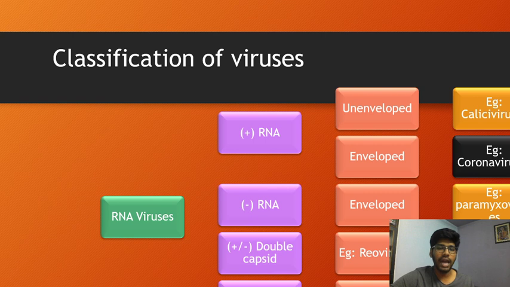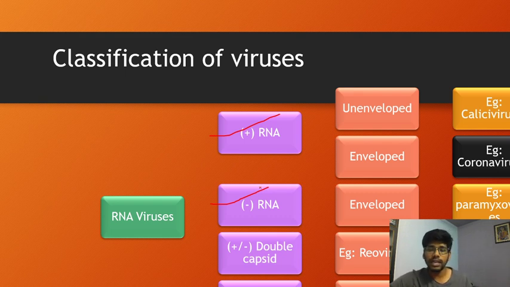When it comes to the RNA viruses, we have the positive and the negative RNA. What is this positive and negative? This is the strand, right? The positive sense and the negative sense. The positive sense strand is nothing but the RNA which actually codes for a protein.